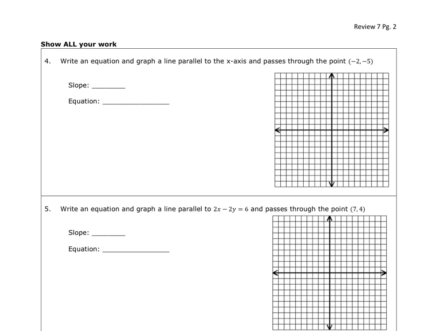Problem 4, they want us to write an equation and graph a line parallel to x that goes through the point -2, -5. So the first thing I do is I graph this point so I can see exactly what I'm talking about. So -2, -5 would be the point down here. They want it to be parallel or the same as the x-axis. So this is my x-axis. It needs to go the same direction as the x-axis, which goes horizontally.